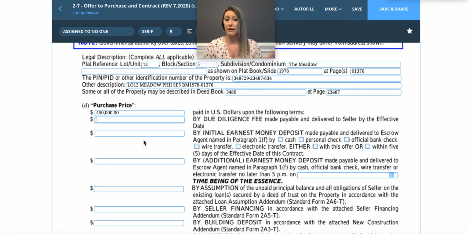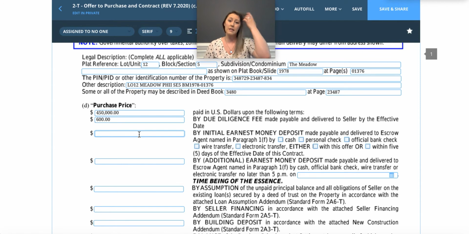Like I said, right now is insane. So I don't want to compare it, but in normal times for this amount of house, it would be between $550 and $700. So we're going to say we're going to give them $600 due diligence.